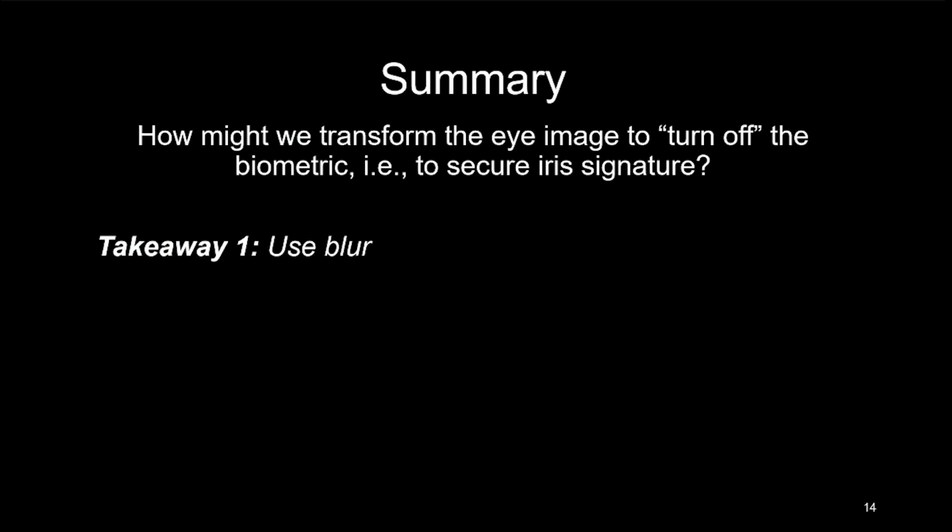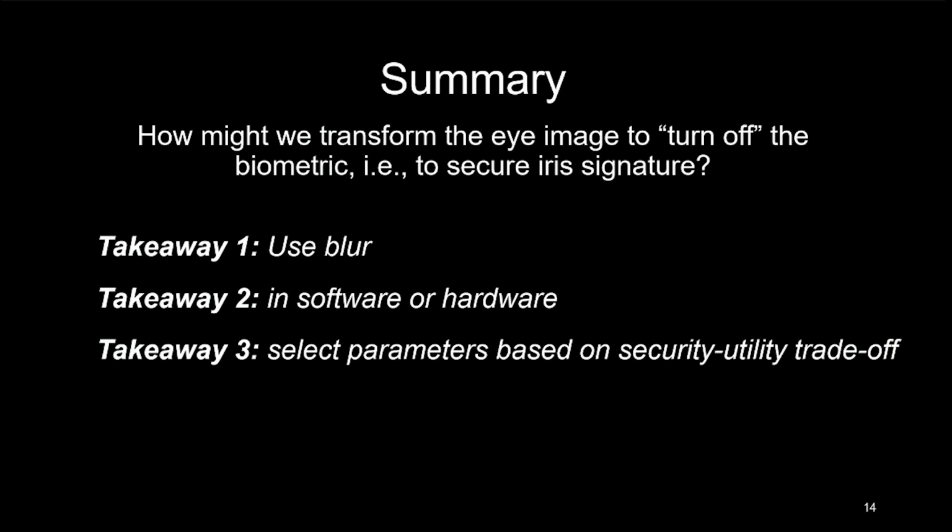So to summarize the iris part of this talk, because it's about my halfway point, before I switch over to the AR bystander work: we can actually transform the eye image. We can turn off the iris biometric. We can do this using blur. We can do this in software or hardware. And hardware is nice if we don't trust the manufacturer, the platform, or the public use case that we're going for. And the last takeaway that's really important is we want to select these parameters based on the security utility trade-off, which really depends on the application we're going for, as well as the threat models that are attacking us. A very accurate iris detection model might be really hard to beat, for example.